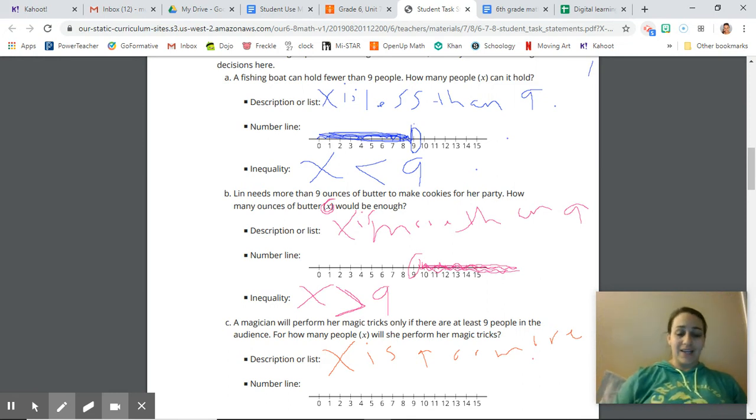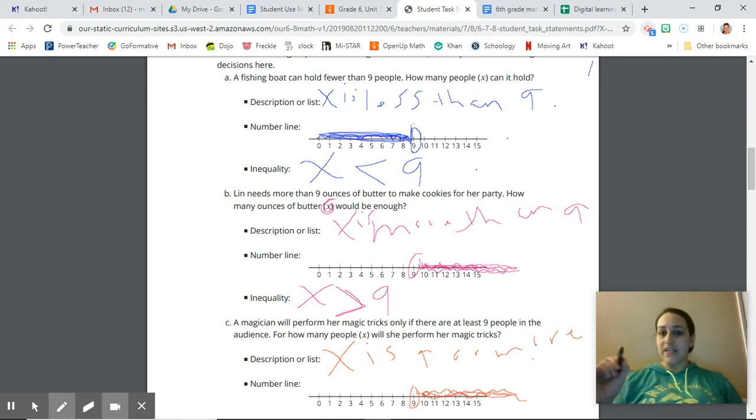On our number line, again, 9's our number, so I'm going to circle that 9. She will perform for 9. She will perform for 10. She will perform for 11, 12, and so on, numbers that are bigger, greater. So I'm going to say that any of those numbers here.